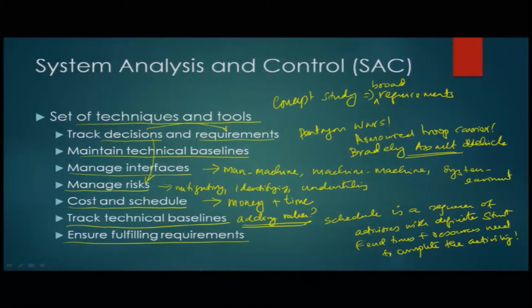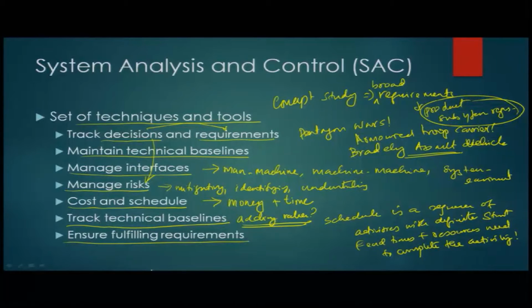These broad requirements, we keep on trying to see whether they get crystallized into what we call product and subsystem requirements. So, these requirements, we ensure that they are being fulfilled. That is also part of this systems analysis and control aspect. So, the tools and techniques allow you to do all of these aspects. That is what we call the SAC, or the systems analysis and control aspect of it.